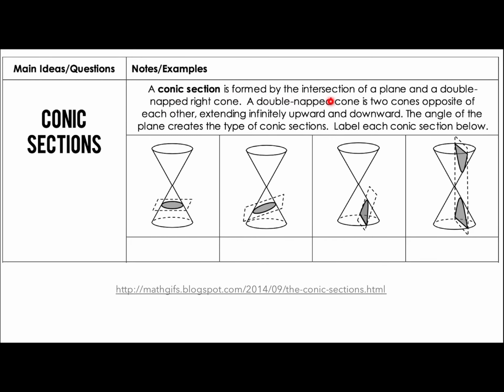A conic section is formed by the intersection of a plane and a double napped right cone. A double napped cone is 2 cones opposite of each other, extending infinitely upward and downward. The angle of the plane creates the type of conic sections. Label each conic section below.